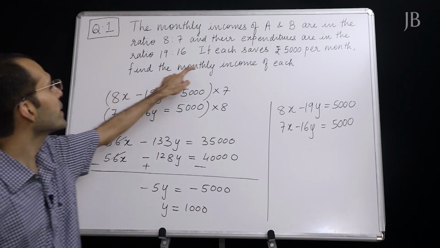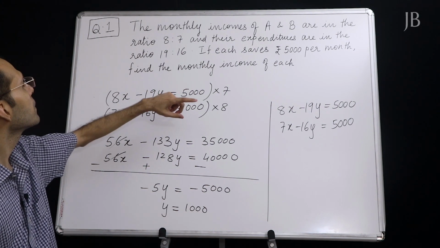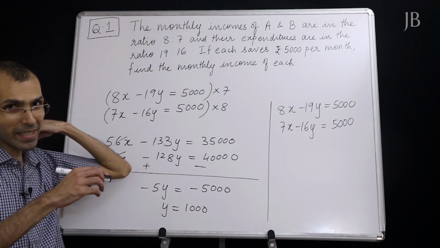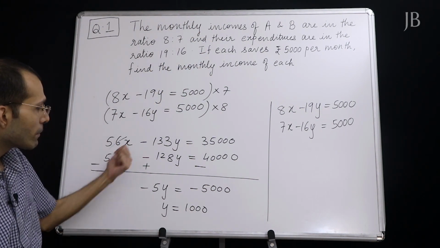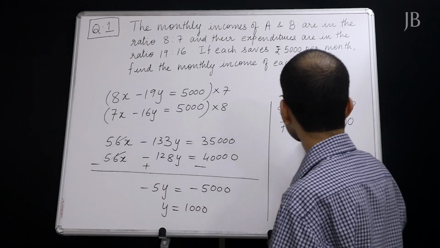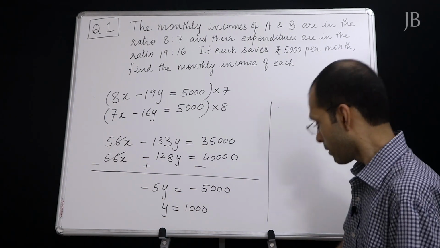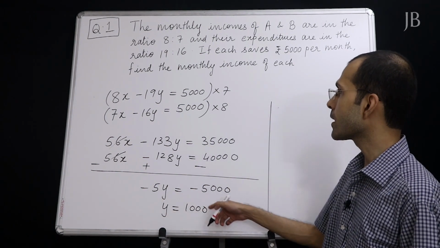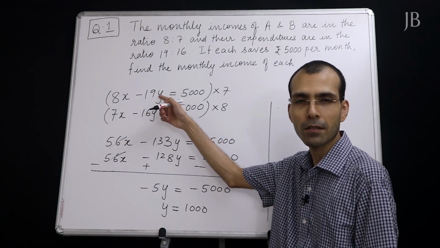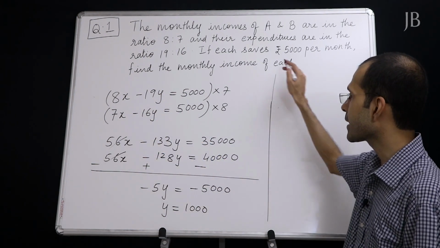Find the monthly income of each. So monthly income, we took the ratio as 8 is to 7. So it was 8x and 7x. That means we will have to find x. Now how do you find x? Y is 1000, so you put it in any of the equations, the first equation, the original one, or the second one, whatever you feel comfortable. Let's put it in the second one.